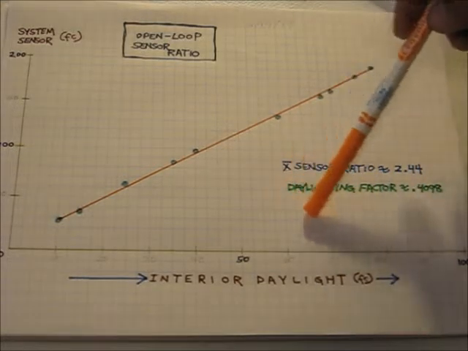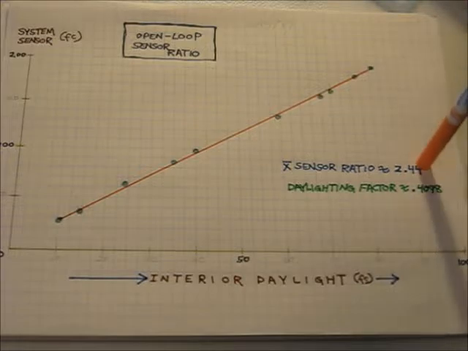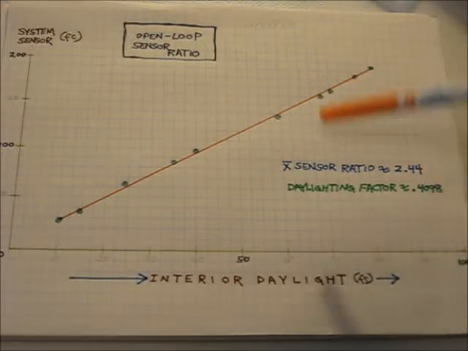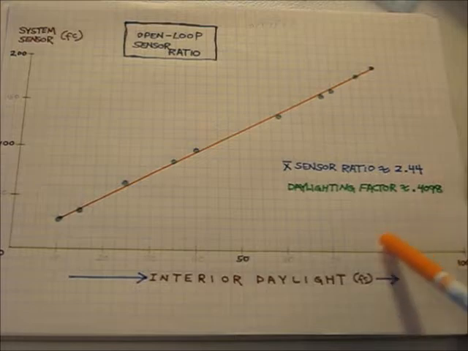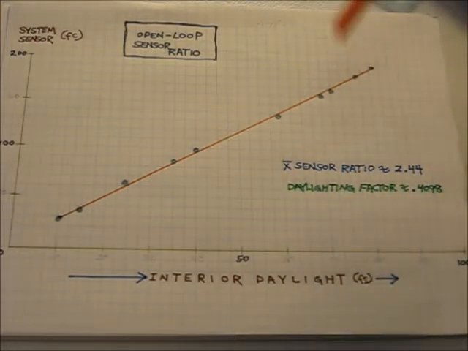What the controller will display is the daylighting factor, which is 1 divided by 2.44. But make no mistake, it's still using the sensor ratio, and it's the first thing you have to tell it.